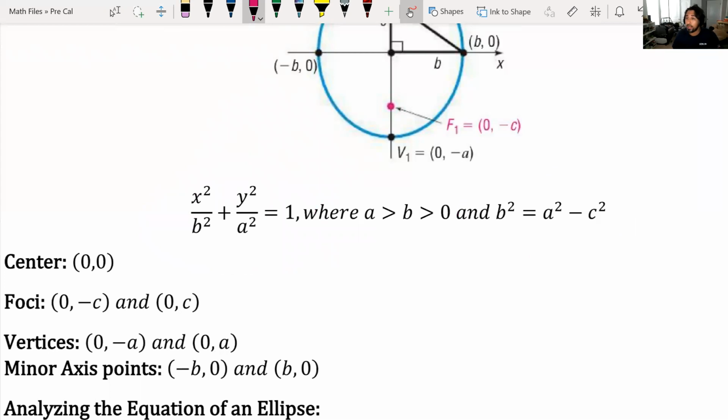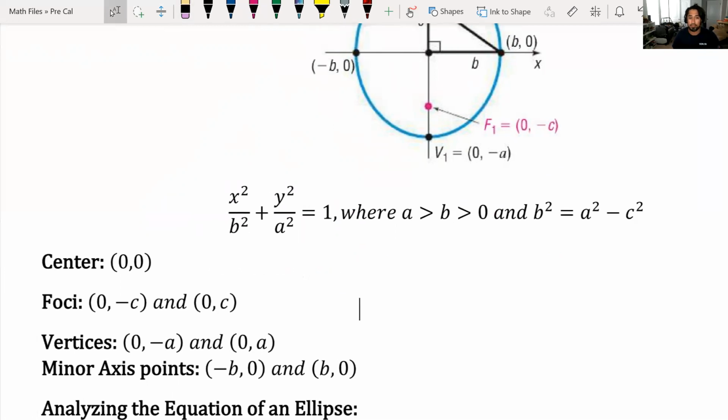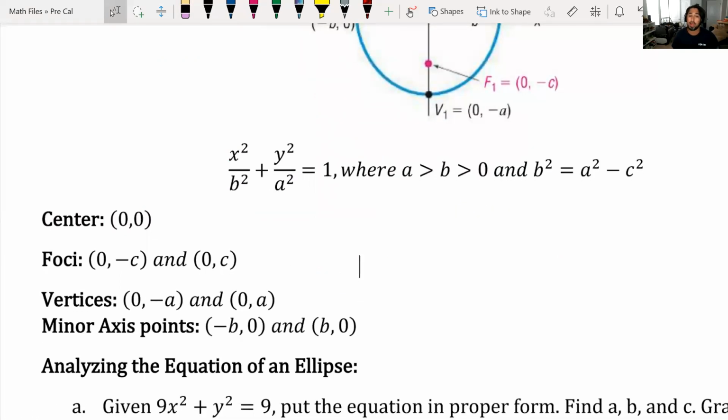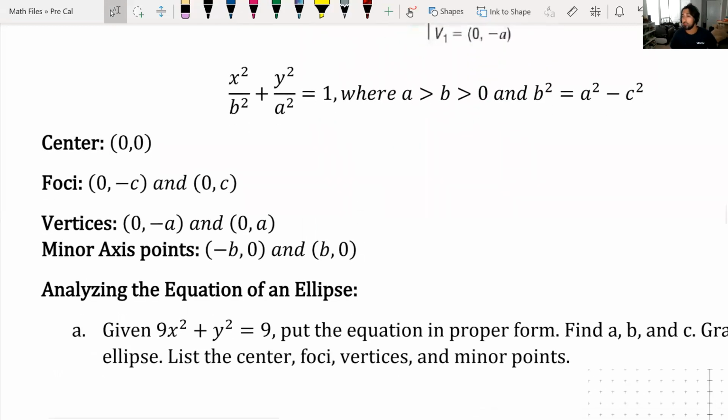All right, so the big difference is the denominators. On the other one, when it had the major axis with the x-axis, it was x squared over a squared, not x squared over b squared. And again, for the ellipse, the center is 0, 0. The foci are now 0, negative c, positive c. Vertices are 0, negative a, positive a, and minor points are negative b, positive b, 0.